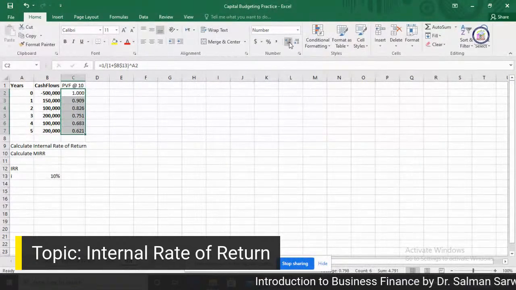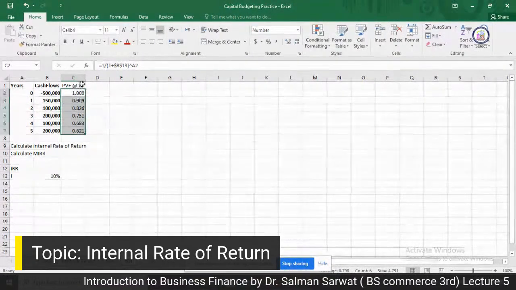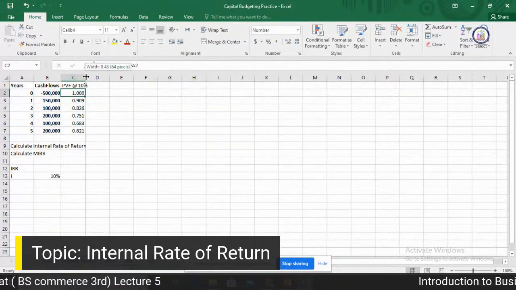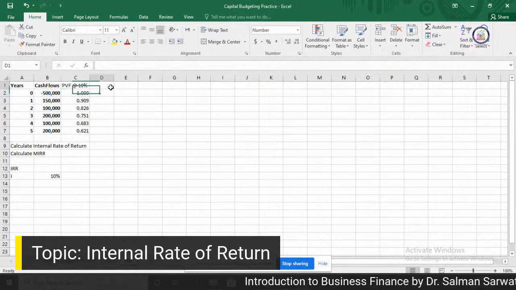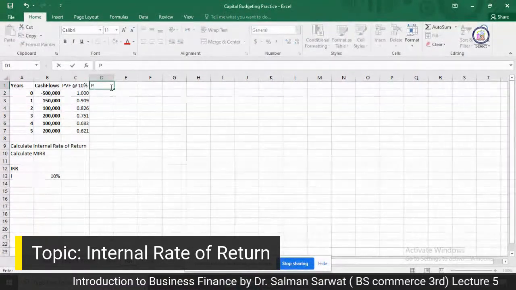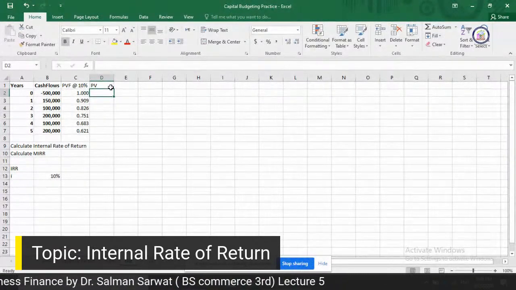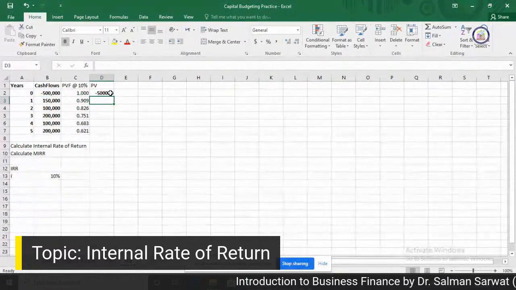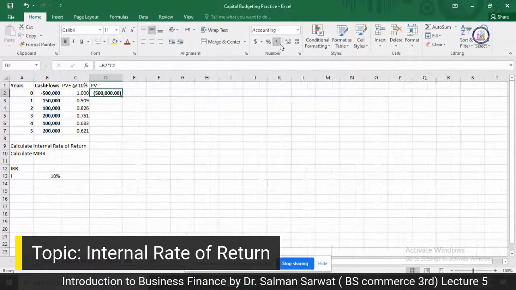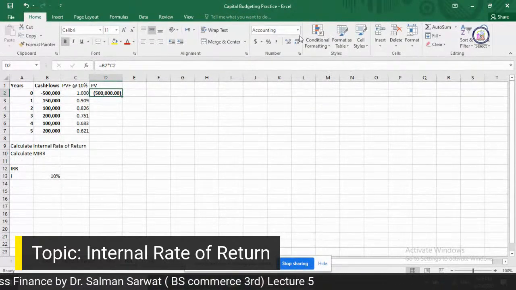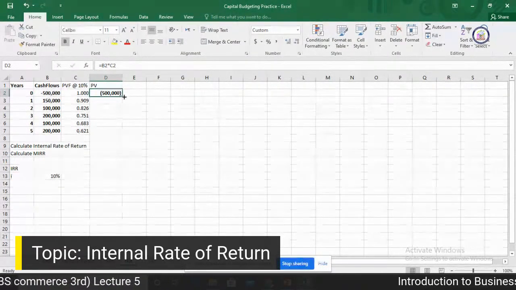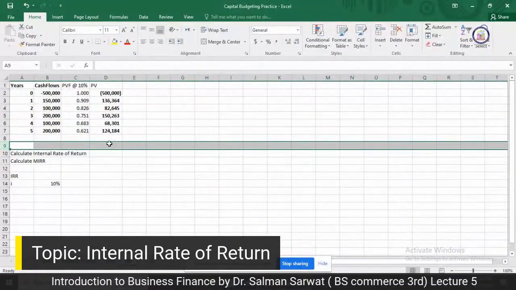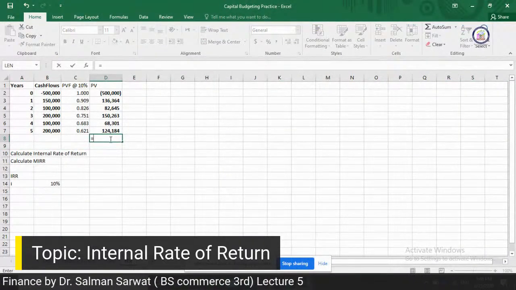So we have calculated the present value factors at 10% rate, and now we are supposed to multiply them with cash flows. So we will get present value. Okay. So when we multiply it by 1, we will get the same amount. And I think so these are the values. If we sum up all the values, we will get NPV.